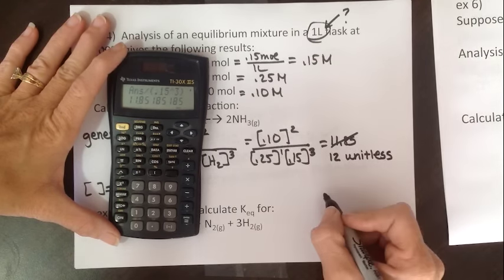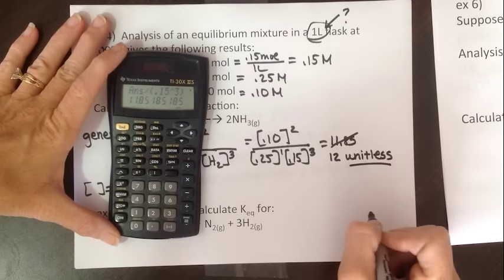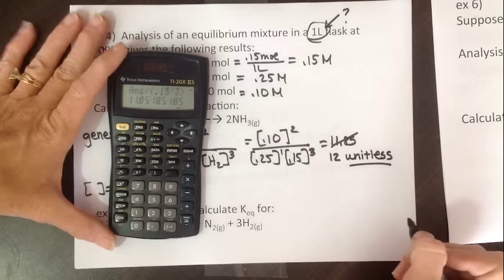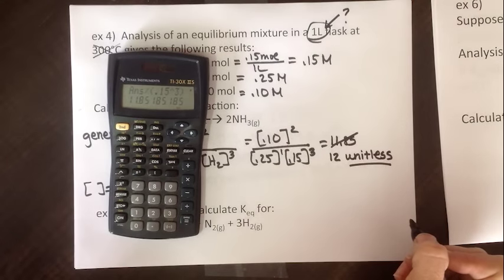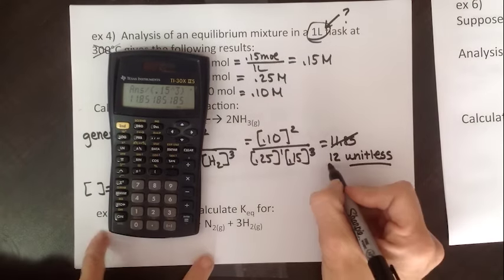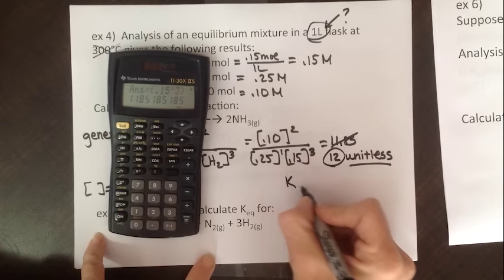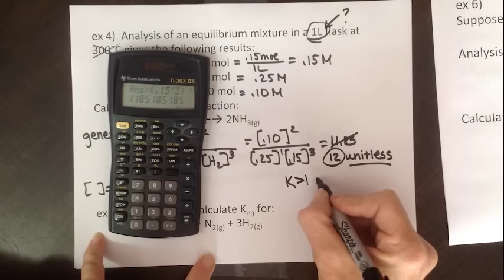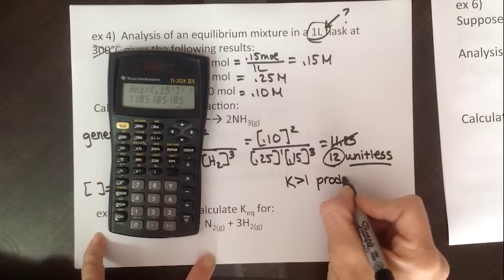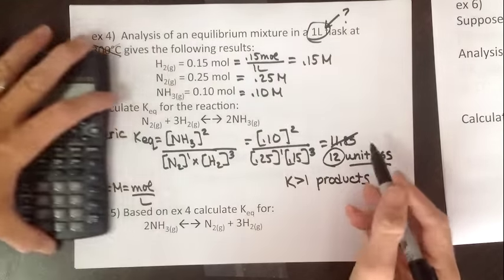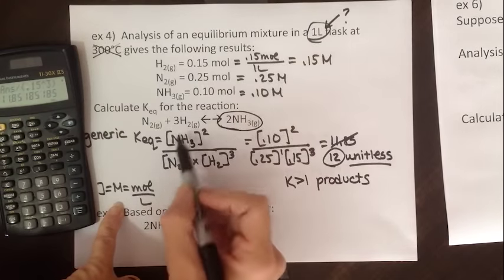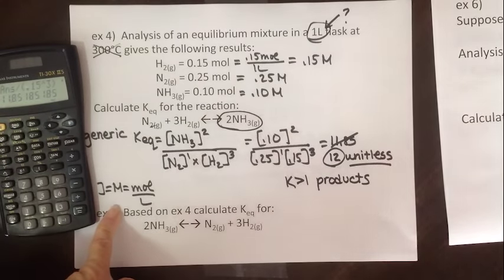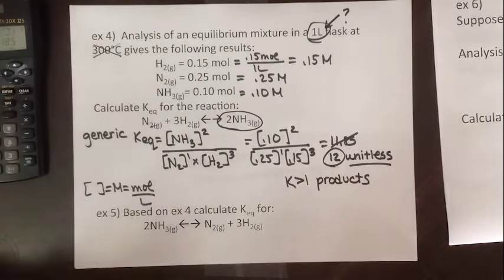Your book puts units. College and the AP does not. So once again, if you're in CP, follow your teacher's lead. So 12. Since K is greater than 1, there will be more products. So if I were to look at this, I would expect to see more ammonia than those two. That's the point of this.